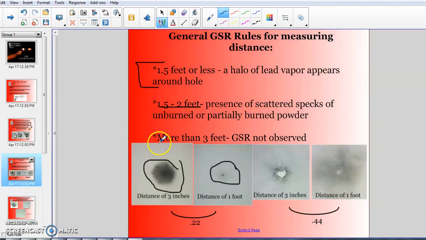And make sure you write this down. Any more than 3 feet away from your target, the GSR is not going to be present. You're not going to be able to do a GSR test or see any GSR present. You're too far away, and all those particles just dissipate in the air.